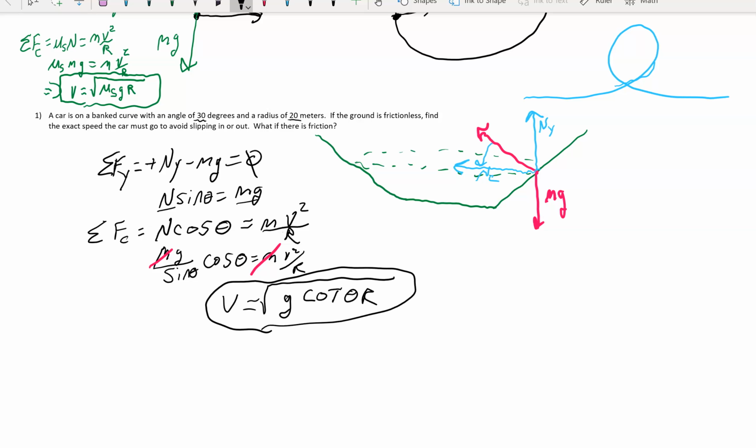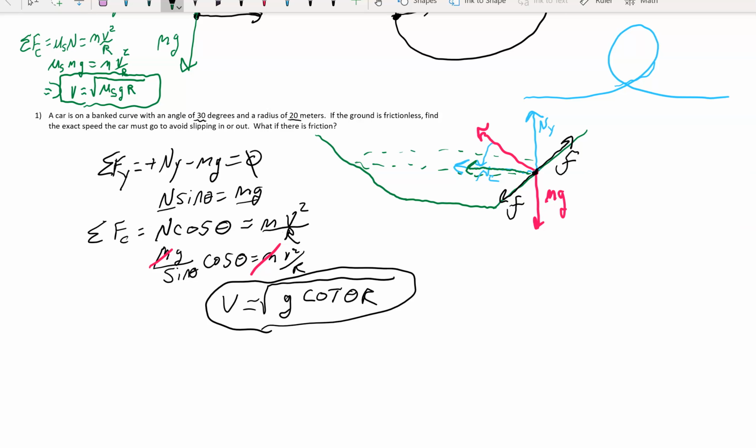Now the question is, what happens if we add friction? Well, if we add friction, that's okay. Friction is going to point along the surface. So friction is going to point in this direction if we have it, or it's going to point in this direction if we have it. Just like you have a component of the normal force that points in the centripetal direction, there's a part of the friction force that points in the centripetal direction as well.